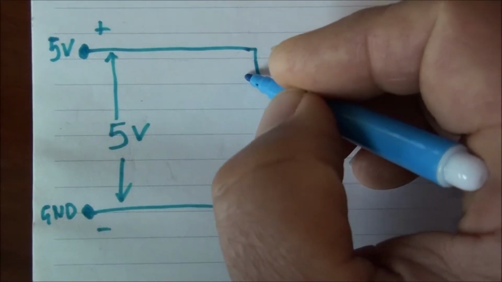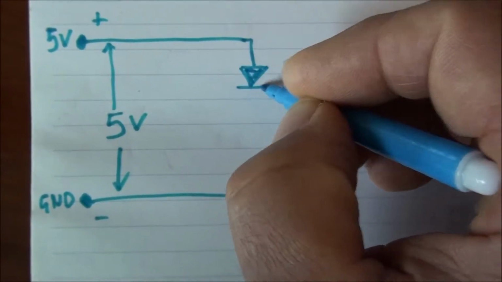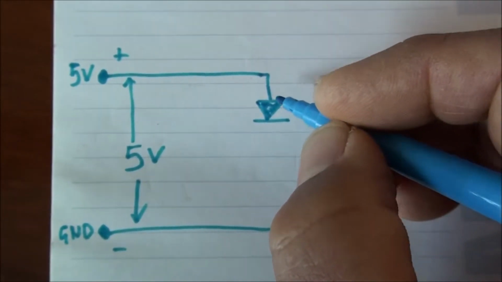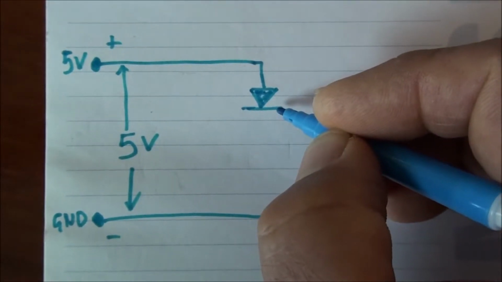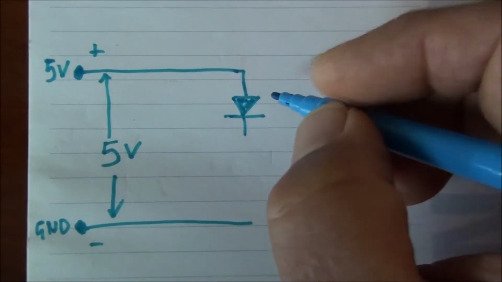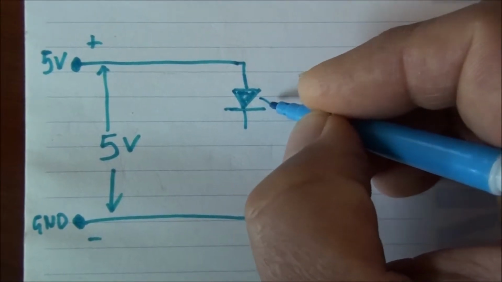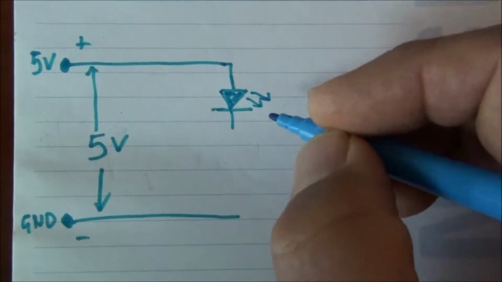Alright, so now I draw my light emitting diode or LED, and it's drawn as a triangle symbol with a flat thing like that, and because it's a light emitting diode, I also draw these little arrows, which means light's coming out. So that's an LED there.